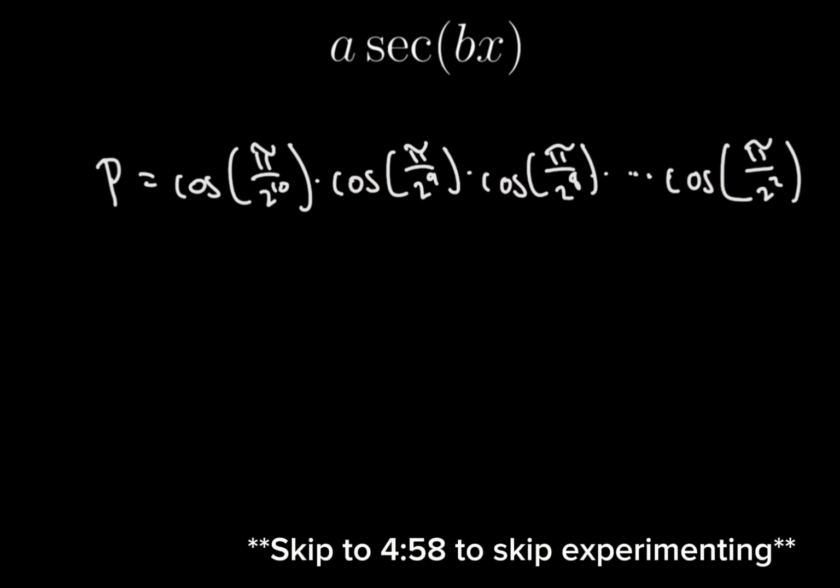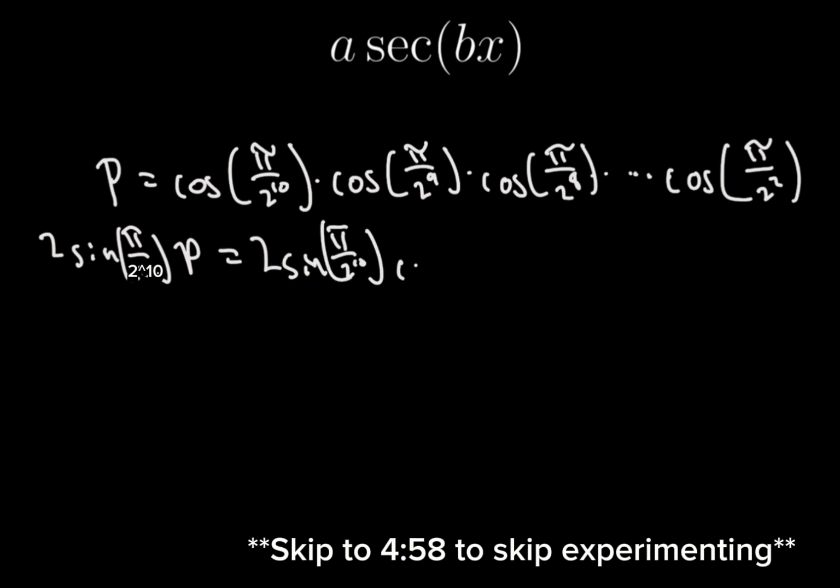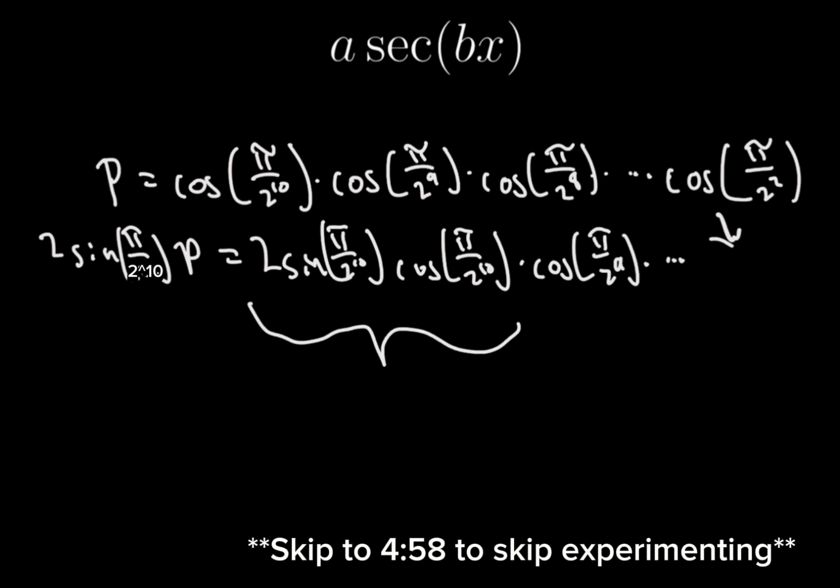What if we multiply both sides by 2 sine of pi over 2 to the 10th? This would give that 2 times sine of pi over 2 to the 10th times P is equal to 2 sine of pi over 2 to the 10th times cosine of pi over 2 to the 10th times cosine of pi over 2 to the 9th times dot dot dot, right? And then, this cosine of pi over 2 squared will come down. Notice that we can use our double angle formula right here.